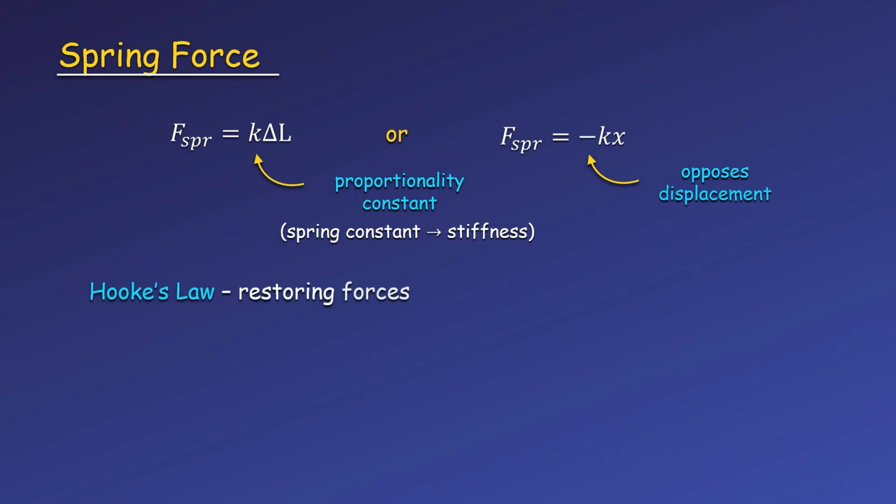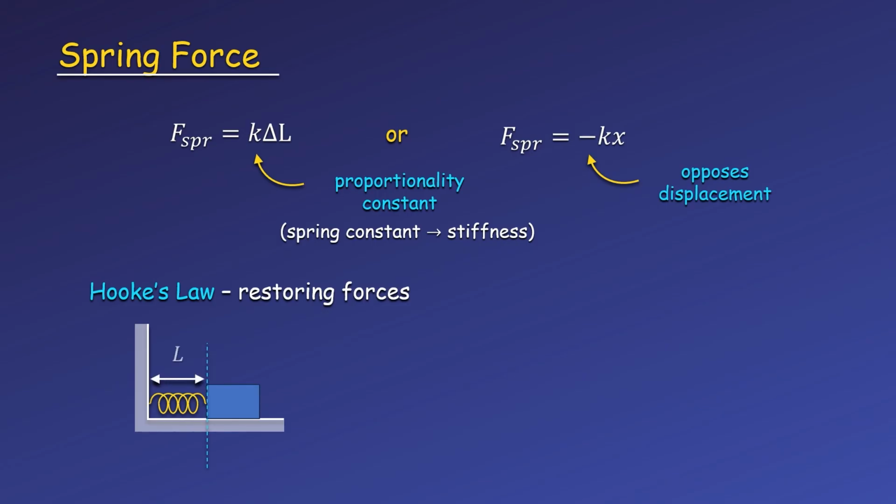The equation for the spring force is often called Hooke's law, and Hooke's law applies to restoring forces. The spring force acts in such a way to restore the spring to its original size or original configuration. Typically, restoring forces are recognized by being proportional to the displacement, and they have a minus sign, like the formula on the right, indicating that the force opposes the displacement. Now let's look at a couple of examples.